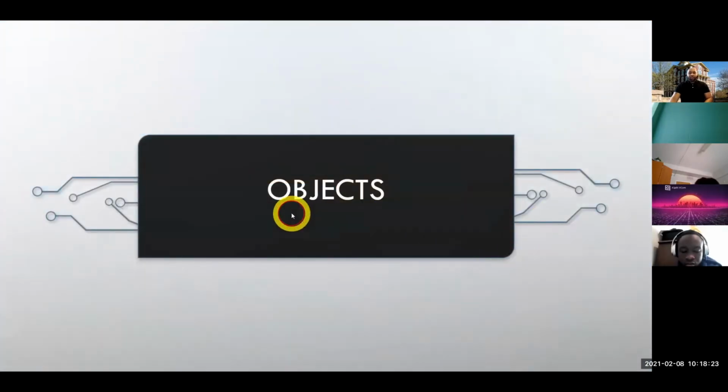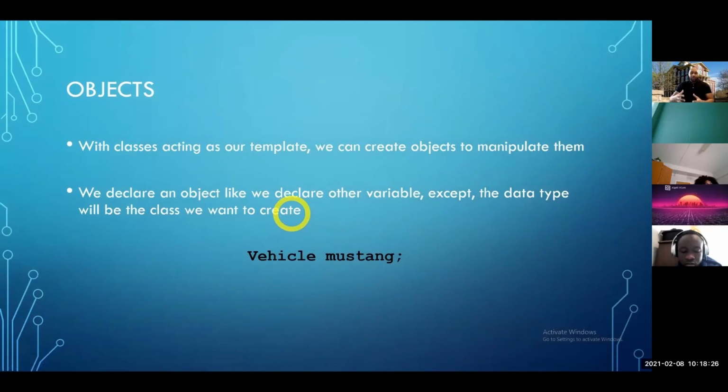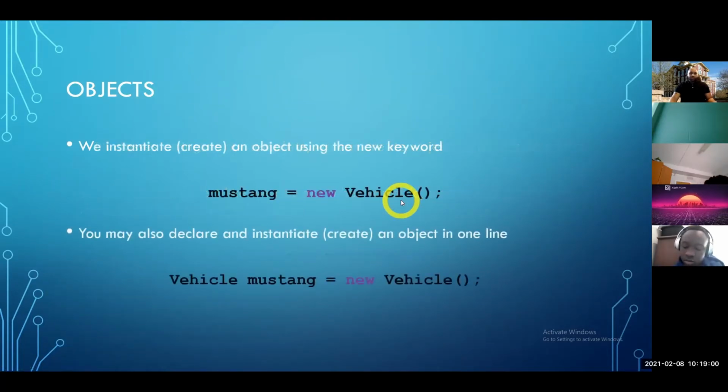So when we create objects, again, we're creating a physical representation of that class in memory so that we can actually use it. So with classes acting as our template, we can create objects and manipulate them. We declare an object like we declare any other variable, except the data type will be the class that we want. So for example, with other variables, we do int number, versus we want to declare that we're going to create an object of this. We do the object type or the class type, and then we do the name. So similar to any other variable.